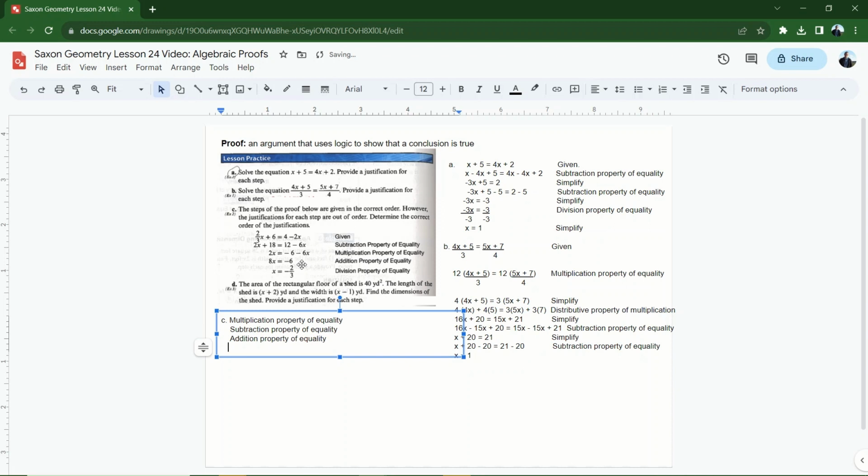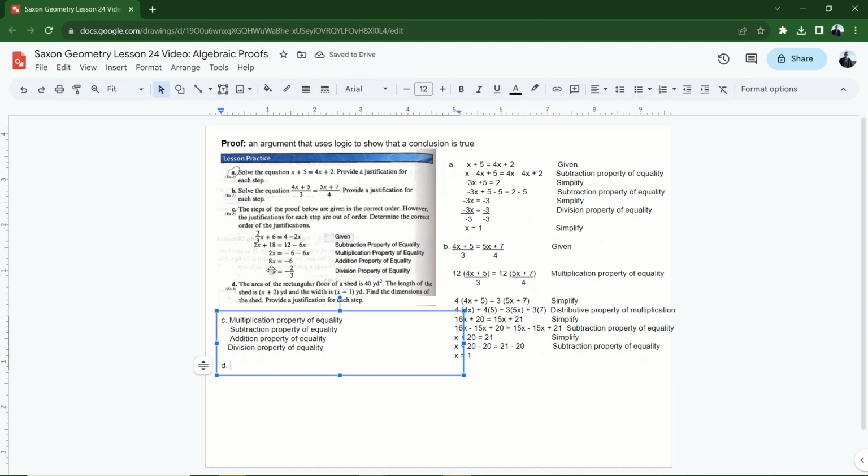And then lastly, when I divide both sides by 8, I get x equals negative 2/3. That's the division property of equality. So all we had to do was identify the correct order of steps. That is the correct order of steps. And then we're finally on to letter D.